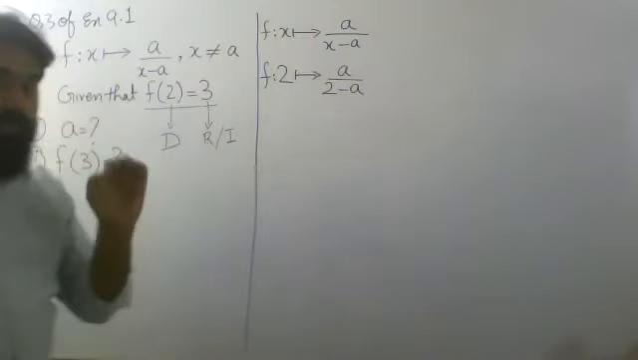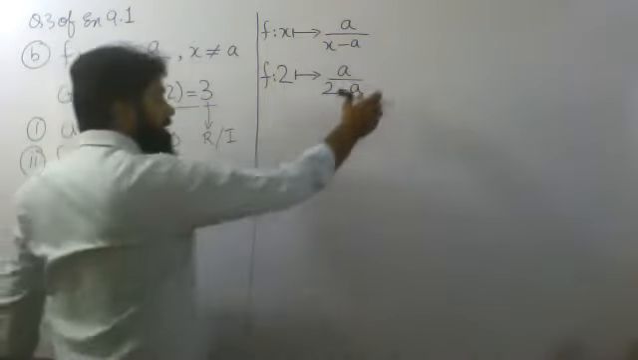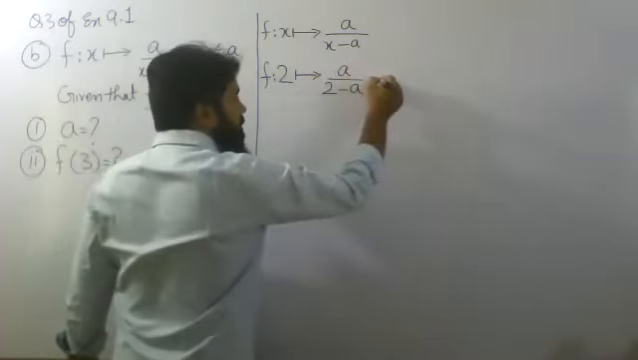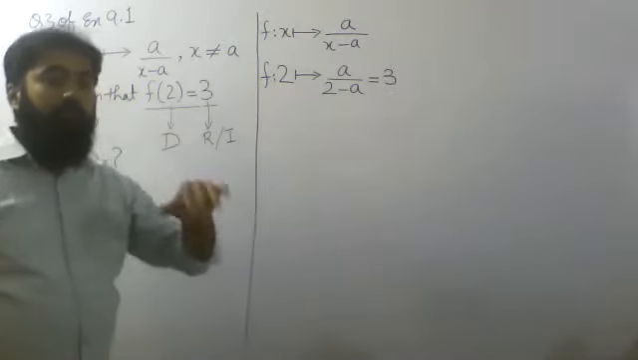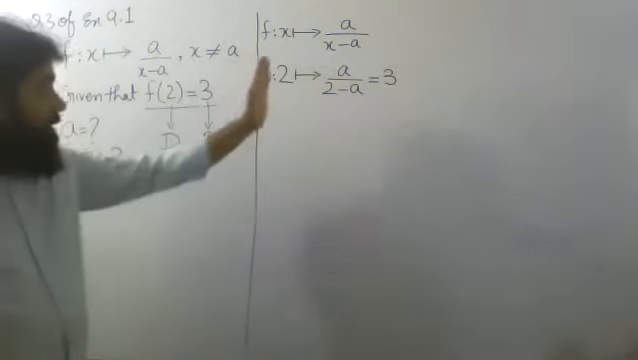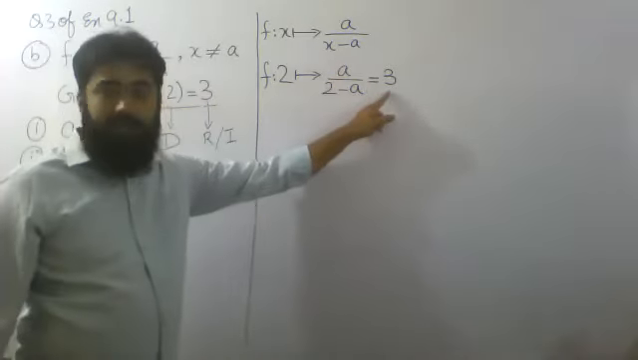Next thing they are saying: when you put 2 as the domain, the result comes as 3. It means this function will be equal to 3. This is not the solvable part, this is just the indication. Basically, this is the solvable part. So they are saying a upon 2 minus a equals 3 after putting x as 2. So I have written a over 2 minus a equals 3.